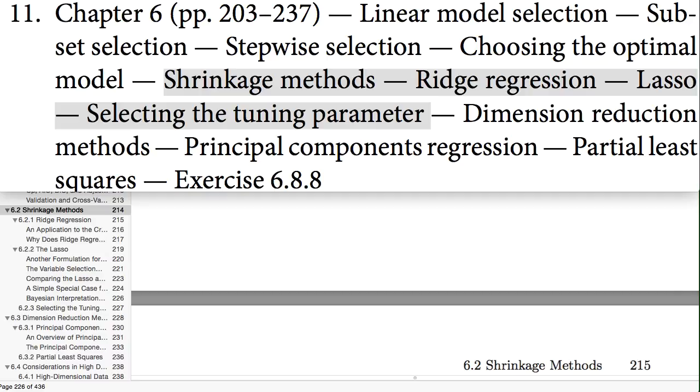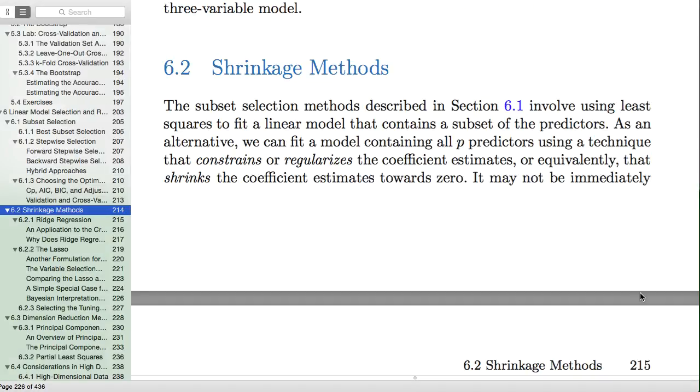In this recording, I'm going to talk a little bit about the shrinkage methods, which are ridge regression and the Lasso, and they share the use of a tuning parameter, and so we'll talk a little bit about the tuning parameter as well. There's a little bit of stuff that we're going to skip here, the Bayesian interpretation stuff. So let's get started here.